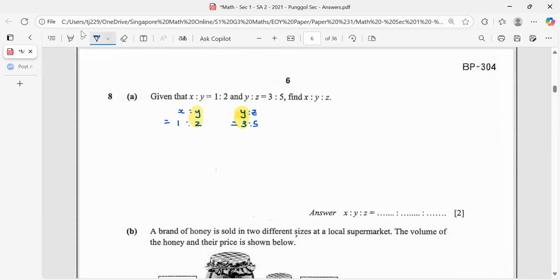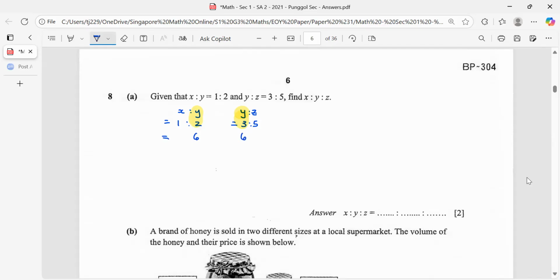We will need to find the lowest common multiple between these two numbers so that they'll be the same, as well as to help us find equivalent ratios for both ratios individually. So between 2 and 3, our lowest common multiple is actually 6. So we will end off with a 6 at the end.